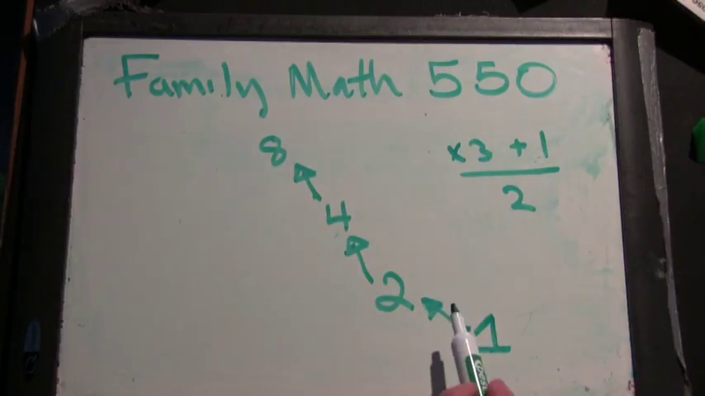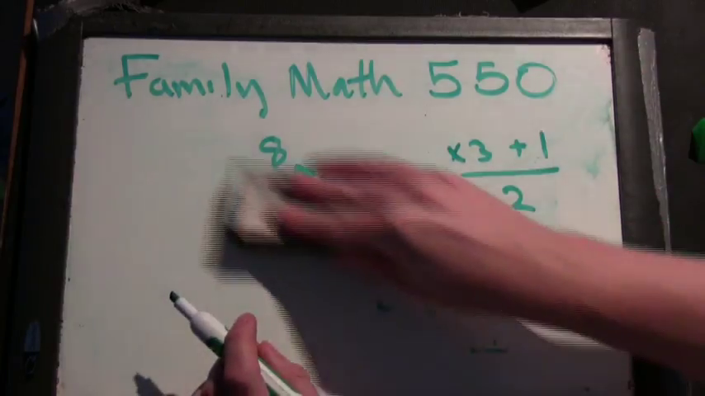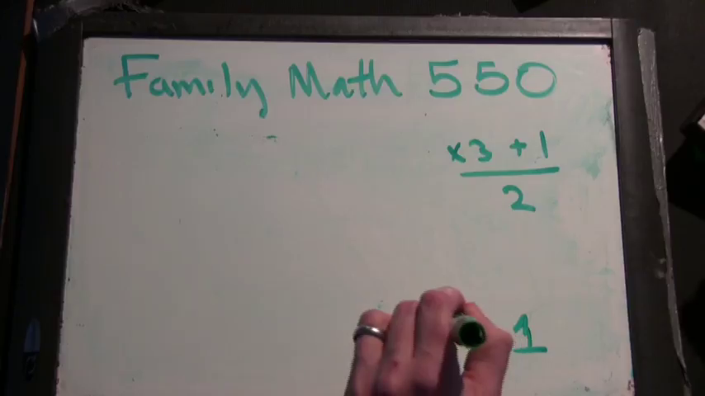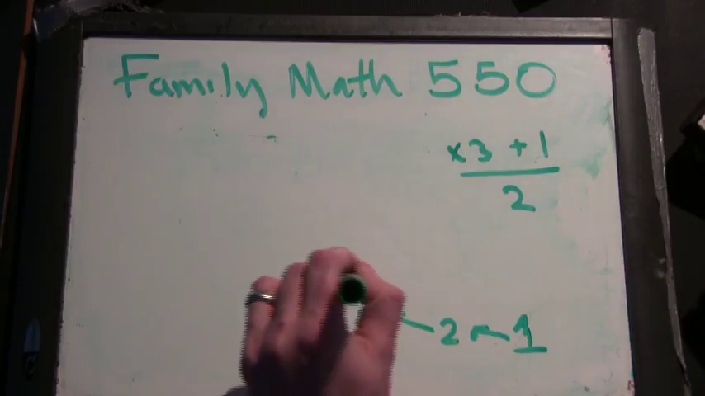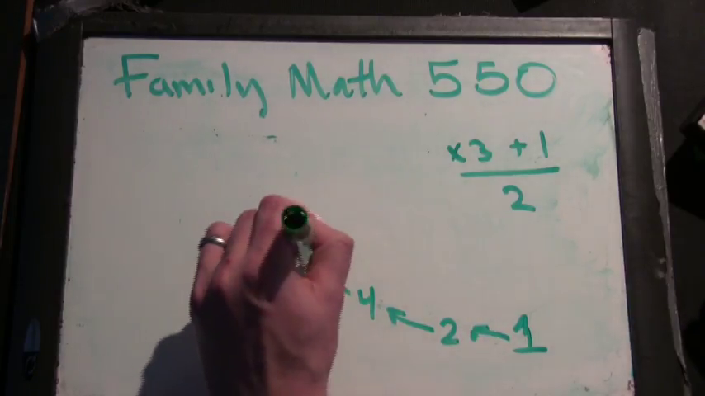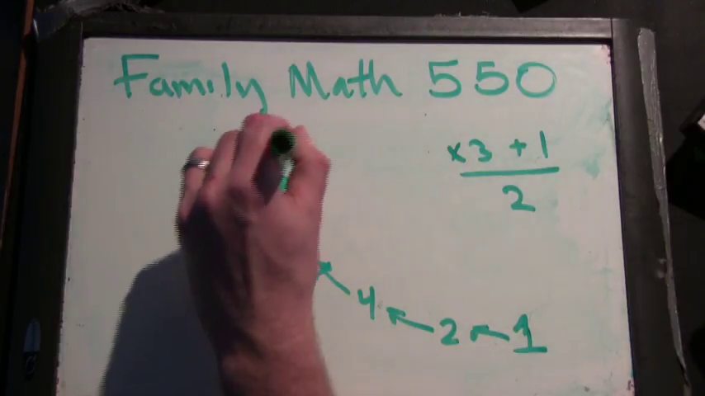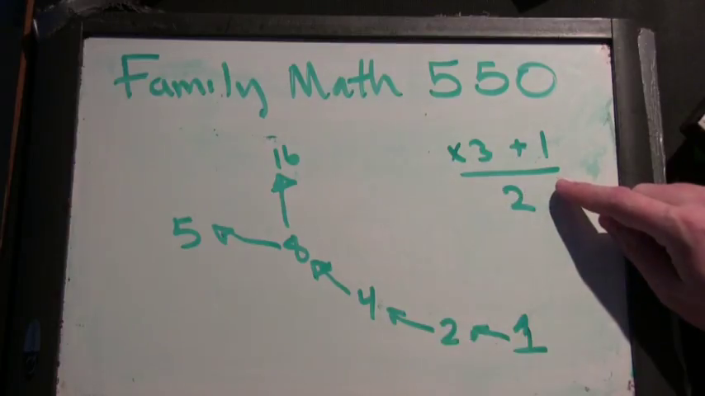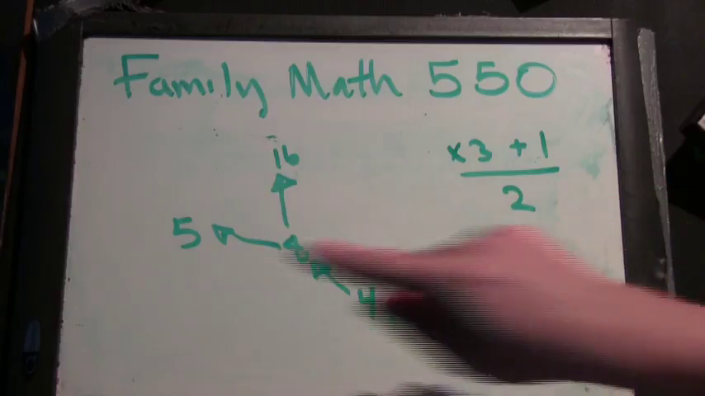All right, what about 8? Where does 8 come from? 8 can come from 5, actually. Or it can come from 16. Okay, so maybe I'm going to redraw. I'm going to go 1, 2, 4, 8. Like this. 1, 2, 4, 8. And then it came from either 16, but it also came from 5 under this rule. Multiply by 3, add 1, divide by 2. All right. What about 5 then?